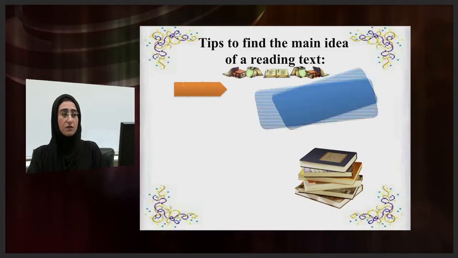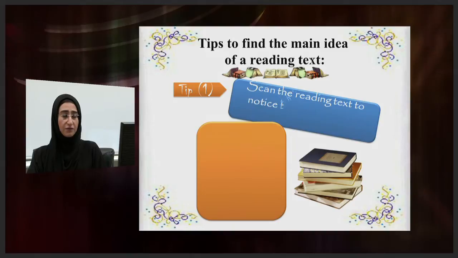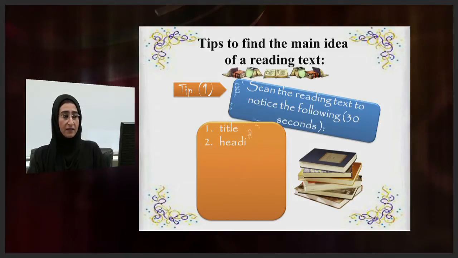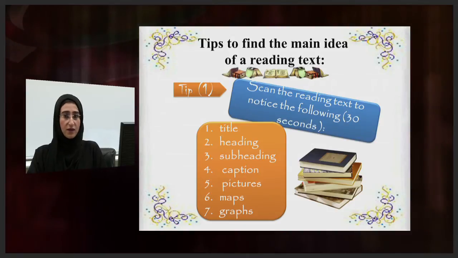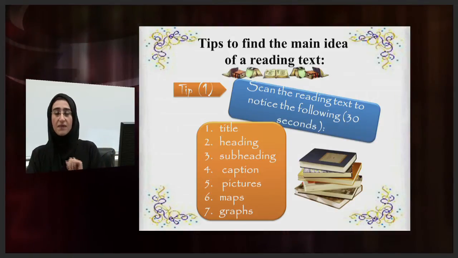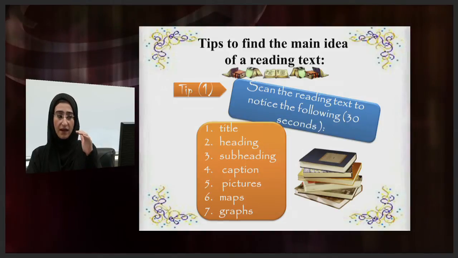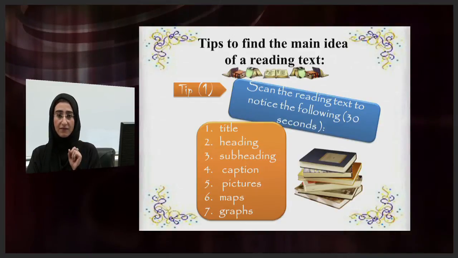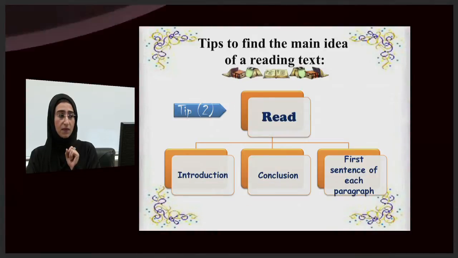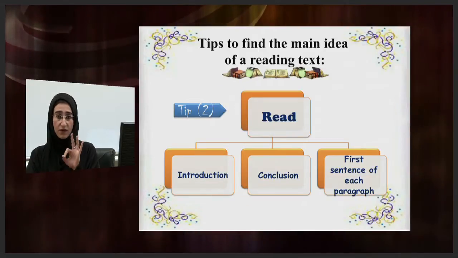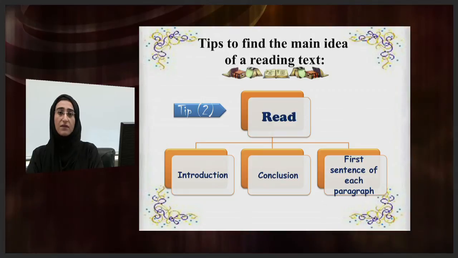There are some tips to find the main idea. The first one is to scan the reading text to notice the following. We need only 30 seconds to do that. We go through and read the title, the headings, the subheadings, captions, pictures, maps, and graphs. And the second one, we have to read three things while we're trying to get the main idea.